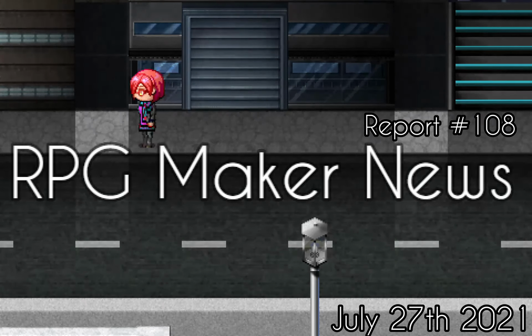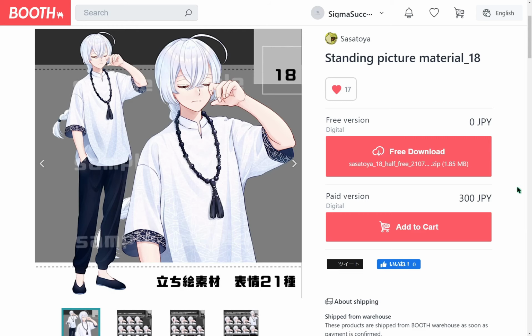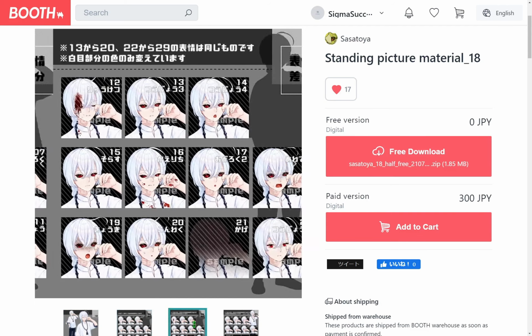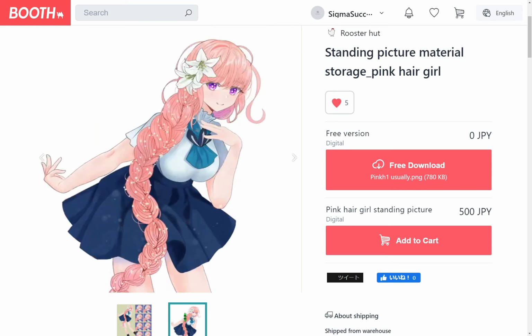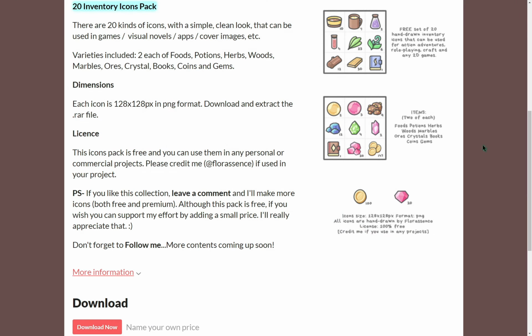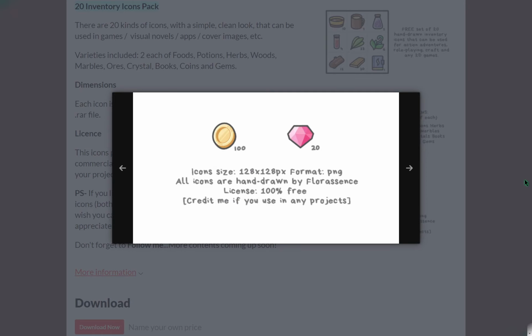I'm your host, Salik. And in today's news, we have a character art of a man with his eyes closed by Sasatoya. A pink-haired girl by Torikoya. A set of 20 inventory icons by Fluorescence.